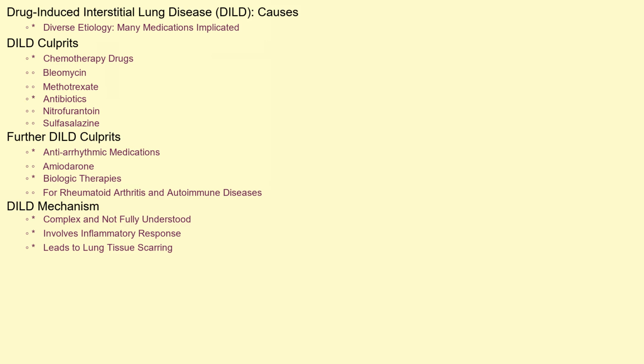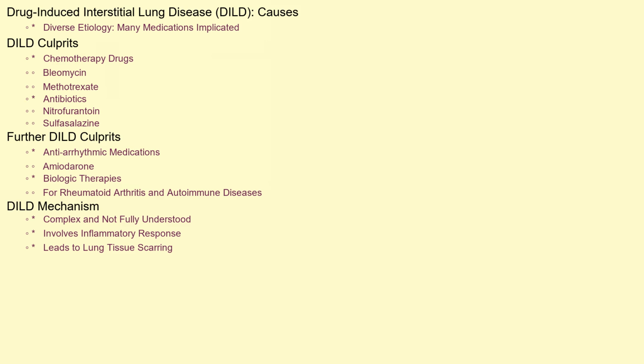A scene transitions to an animation depicting various medications entering the body, with some highlighting in red to indicate potential offenders. So, what exactly causes drug-induced interstitial lung disease? The etiology is diverse, as many medications have been implicated. Chemotherapy drugs such as bleomycin and methotrexate are well-known culprits. Certain antibiotics, particularly nitrofurantoin and sulfasalazine, have also been linked.